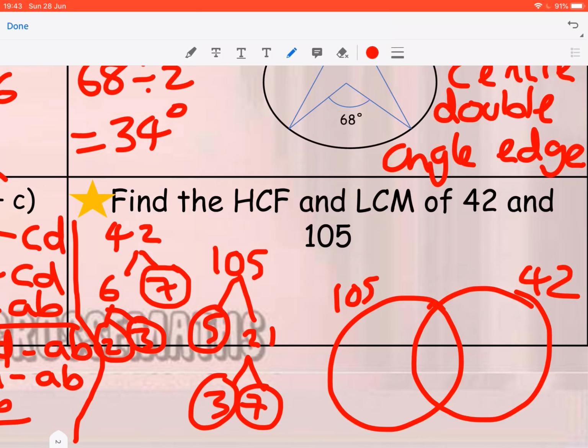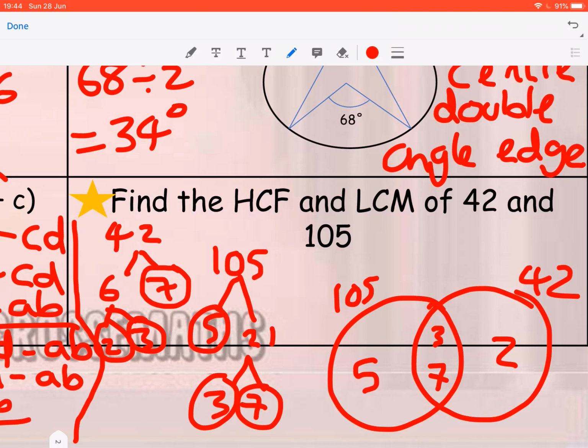Look at the two sets of numbers. Look at the ones that are the same. The ones that cross over and are the same, they've both got a 3 and they've both got a 7. If you use the 3 and the 7 for the 105, all you've got left is a 5. If you use the 3 and the 7 for the 42, all you've got left is a 2. So that's my Venn diagram filled in.